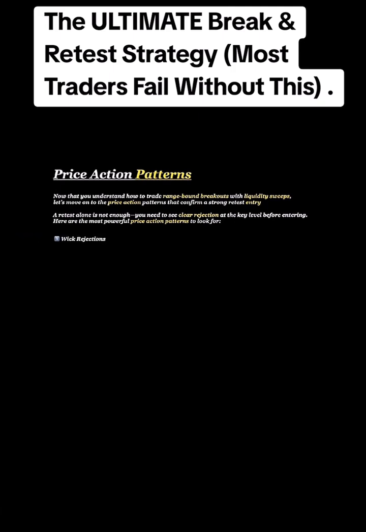The first pattern to look for is called wick rejections. When price retests a key level, one of the strongest signals you can look for is wick rejections.